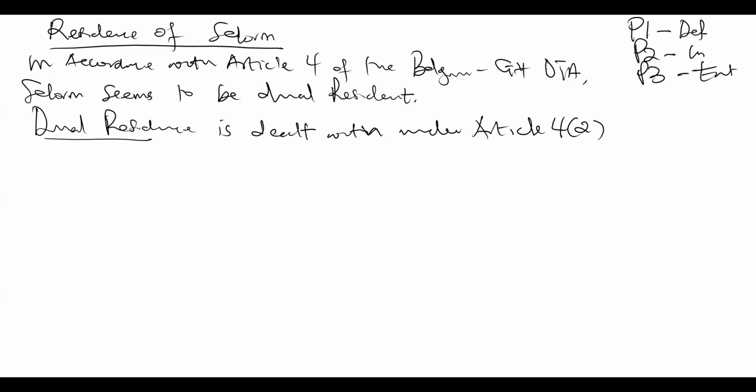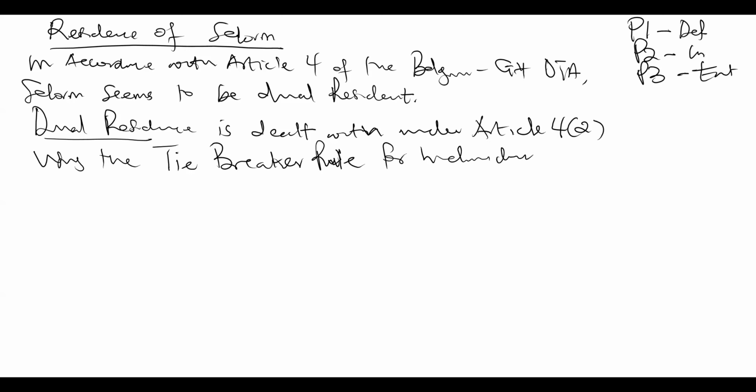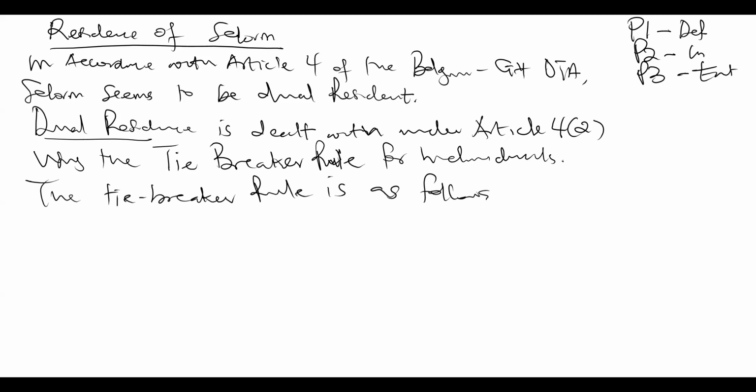It's dealt with under Article 4.2 using what? The tiebreaker rule. Are you getting it? You see how I answer questions? I want to make it practical for you. Using the tiebreaker rule for individuals, right? The tiebreaker rule, not so. The tiebreaker rule is as follows, right?